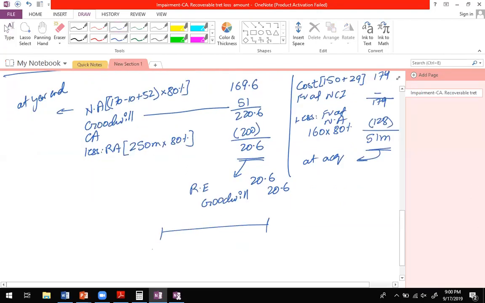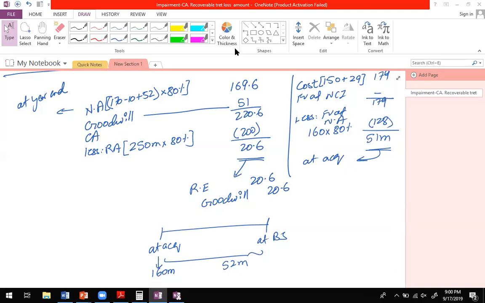So this means what happened was, this is the entire year. This is the date of acquisition. This is the balance sheet date, and the profit for the entire year was $52 million, and the net assets at acquisition were $160 million. So if the opening net assets are 160 and the profit for the year is 52, this will give us the value of the net assets at balance sheet date as 160 plus 52, which is going to be 212. So these are the net assets at the balance sheet date.